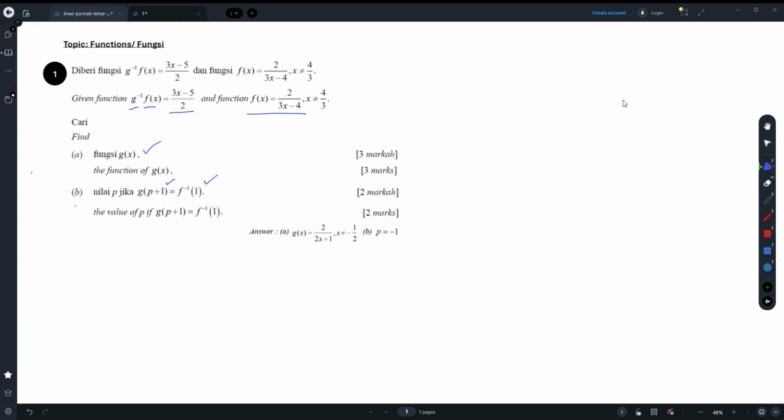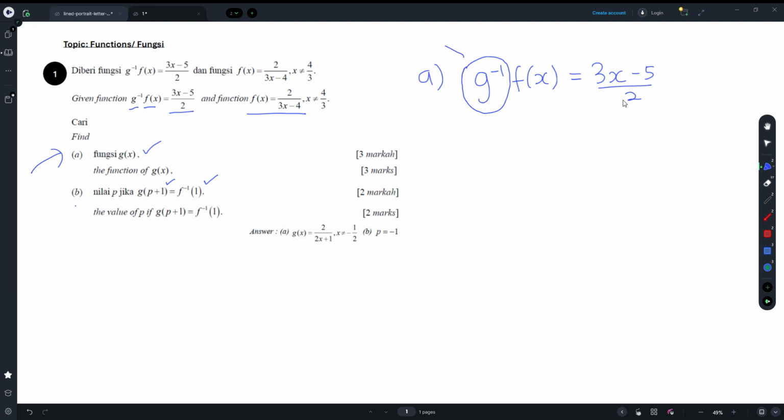Okay, so let's focus on part A first. So part A, we need to find the function g(x). We have a composite function which consists of g inverse and f(x), which is equivalent to (3x minus 5) over 2. So this is our composite function. So we need to separate and find the g inverse of x first. Then only we can find the function g(x). So that will be our method.